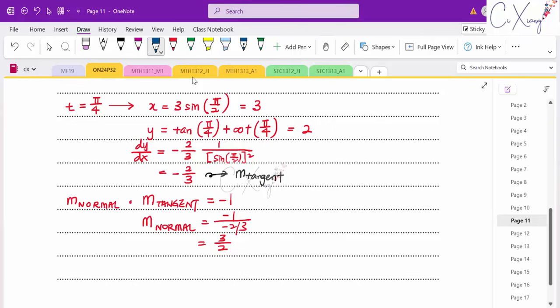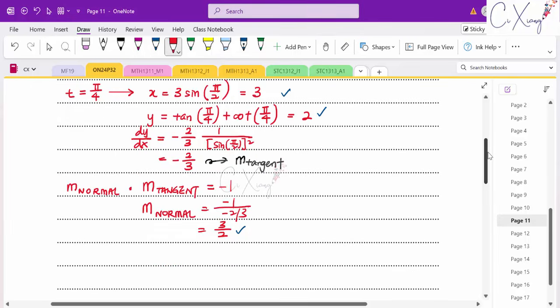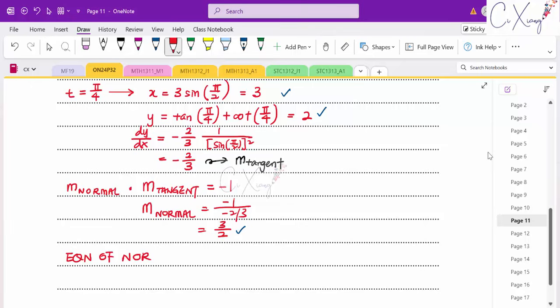Okay, so I have the 3 important pieces of information already. I have the coordinate x and y, then I have the gradient of the normal. So I can form the equation of normal now. For the equation of normal, it will be y minus y1 equals to m, then x minus x1. Okay, then simplify them.